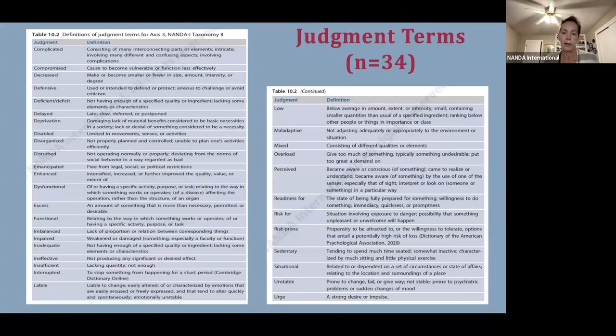So judgment terms. In the current book, you will notice that we have this table, and the table has 34 judgment terms. The judgment terms, again, are those modifiers or descriptors that limit or specify the meaning of the focus. So, what is the judgment? Is the judgment that something is functional? Is the judgment that something is excessive? Is it that something is decreased, defensive, etc.? So right now in the book, there's 34 of these terms.